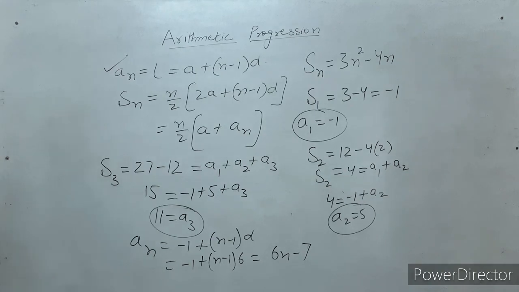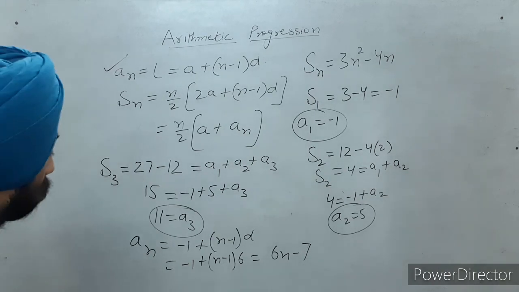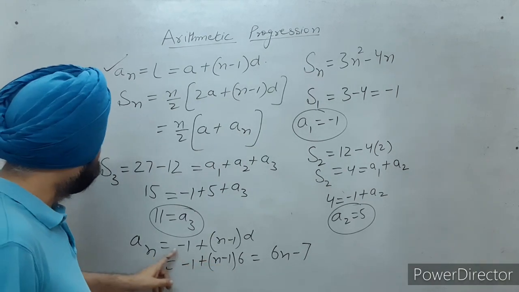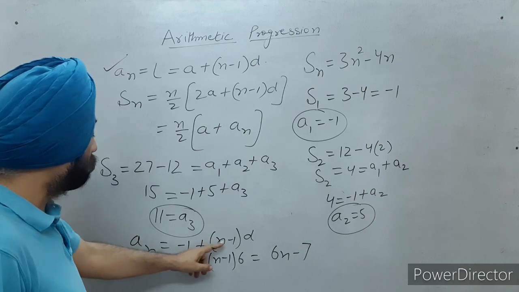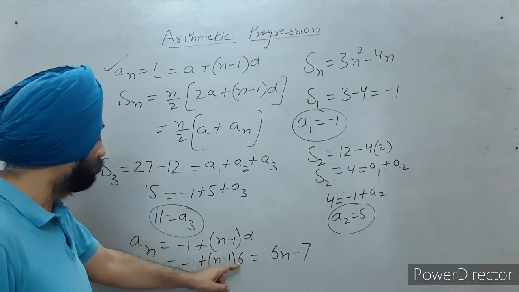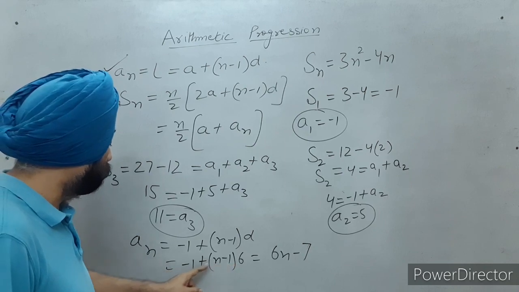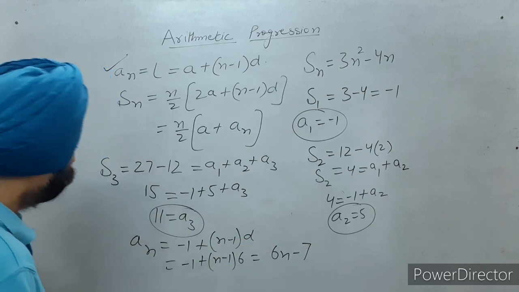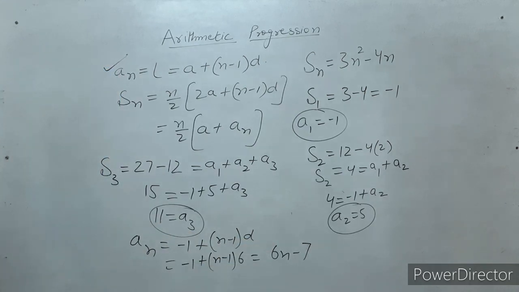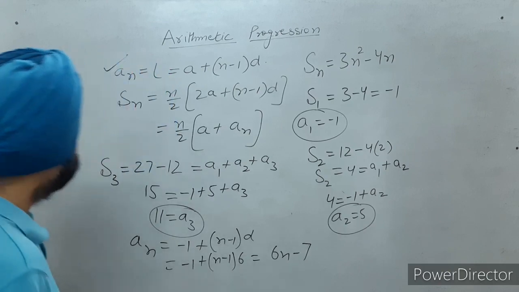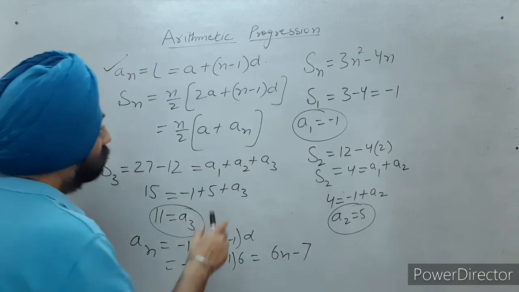This is the result. D is positive 6. When I open the brackets, that is minus 1 plus n minus 1 into d. D is 6. 6n minus 6 minus 1 is minus 7. So nth term is 6n minus 7. So in both the cases, I get the same answer, that is 6n minus 7. Right? Now, is it clear?